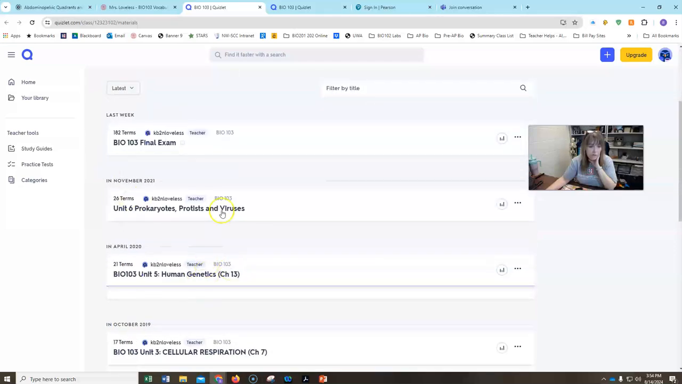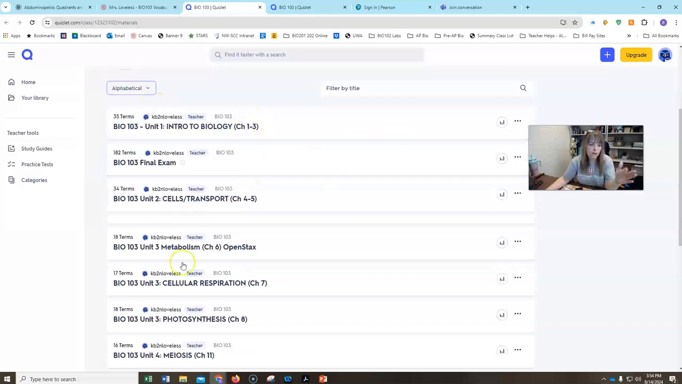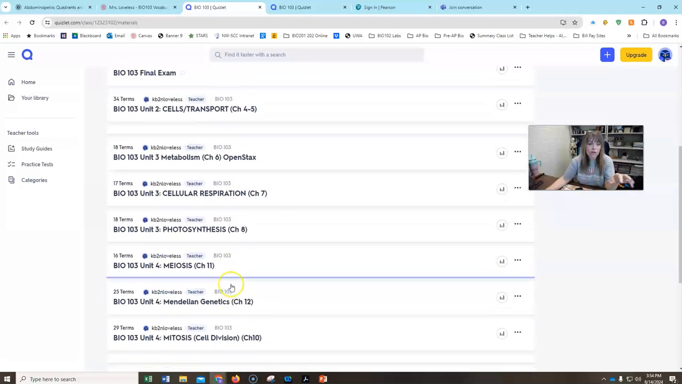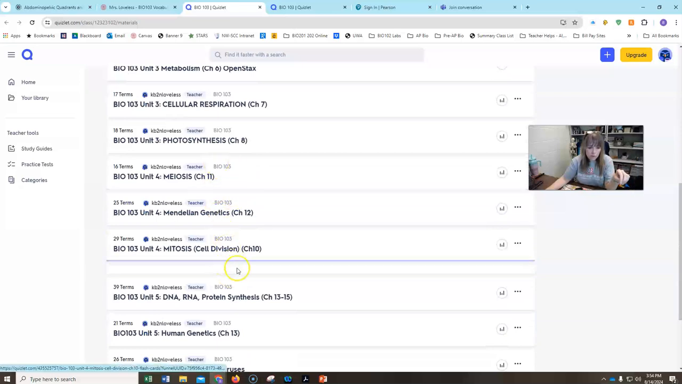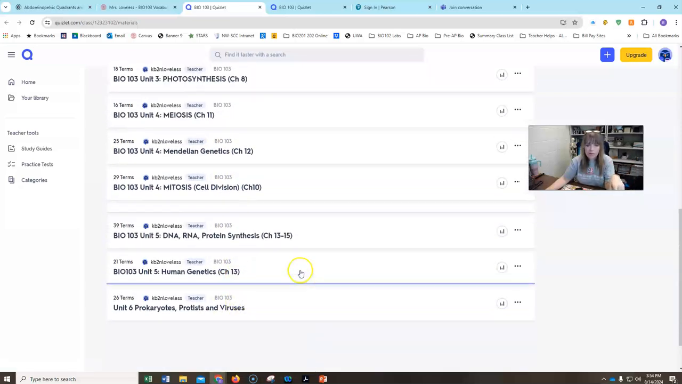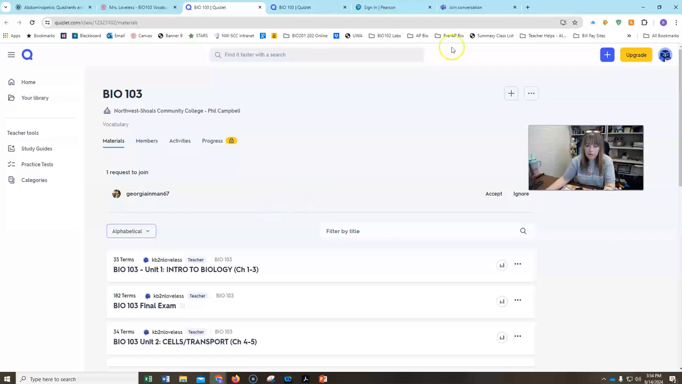They're listed by unit. You can change it to alphabetical, and that will get it in the right order for you. So Unit 1, Unit 2, Unit 3, there are 3 different ones because they can cover 3 different chapters. Same thing with Unit 4, Unit 5, and then Unit 6. So use the definitions that I have here in Quizlet for you.